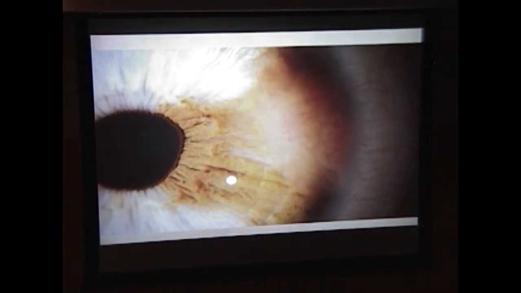Zooming in on this, you can get a close view of the growth and also the anterior chamber. Notice that there's no seeding on the iris or the anterior chamber. And also here, zooming in, you can see that there were no prominent feeder vessels growing right into this growth. So this is an anterior chamber OCT.